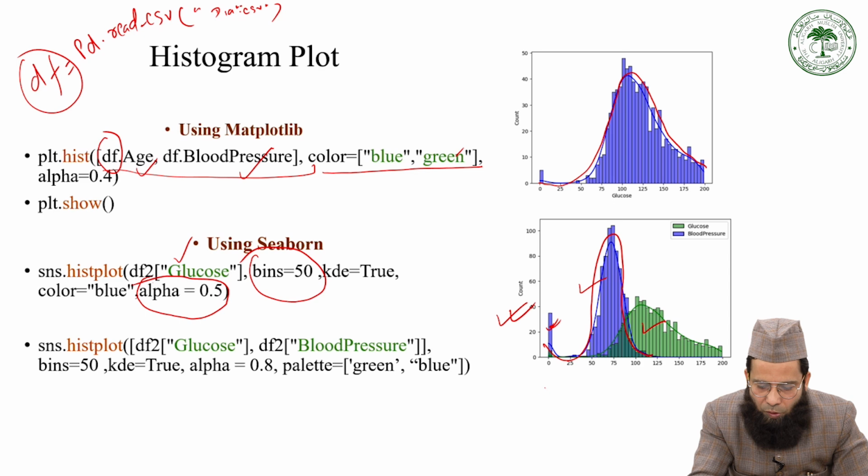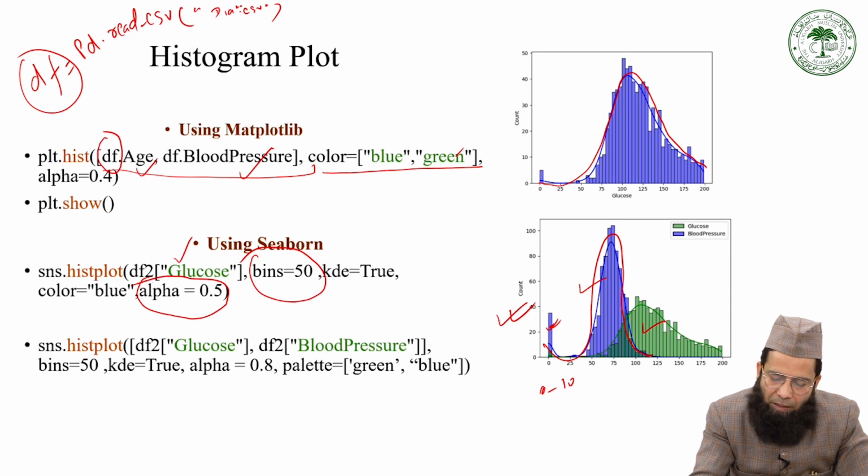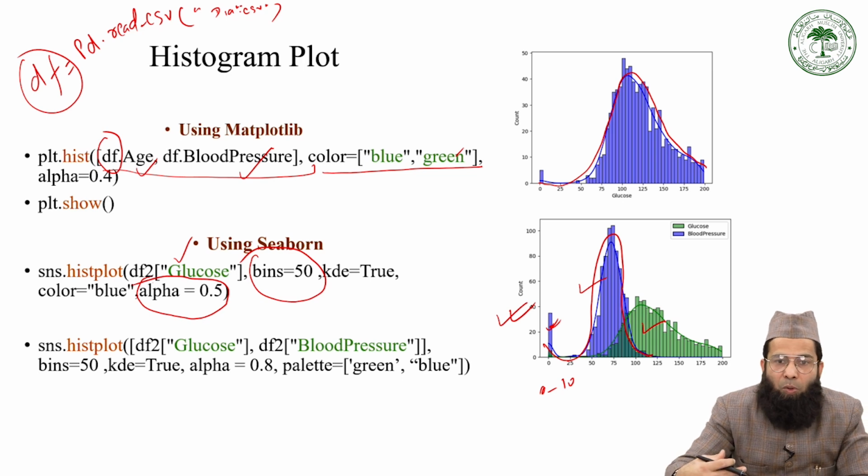Suppose I am talking about 0 to 10. There is a bin 0 to 10. So in 0 to 10, where is the most frequency? Where does the high number of count lie? So it doesn't talk about that type of low and high, right?